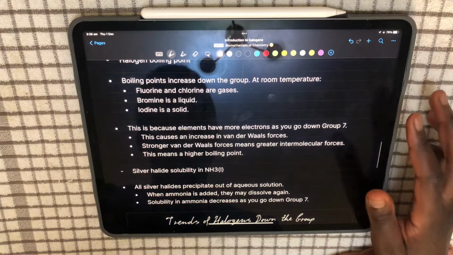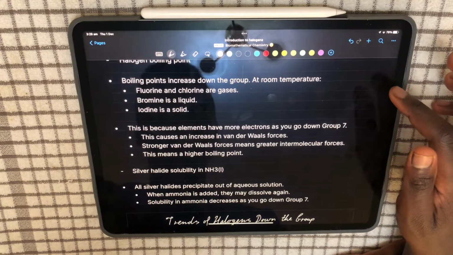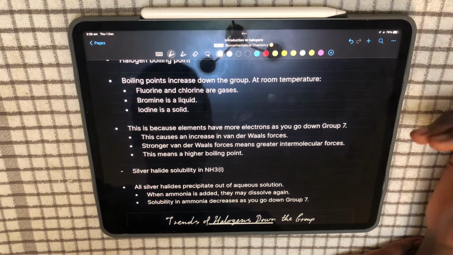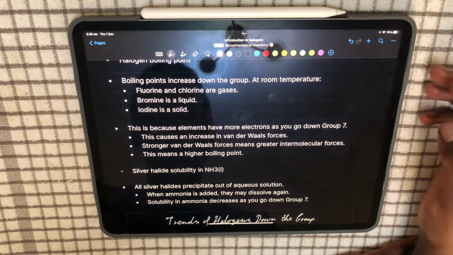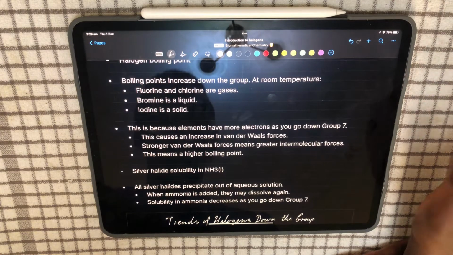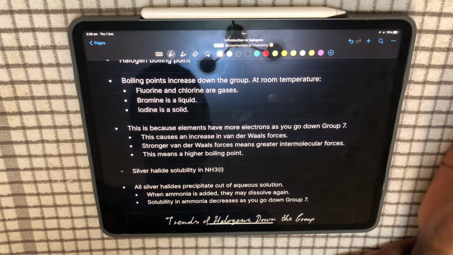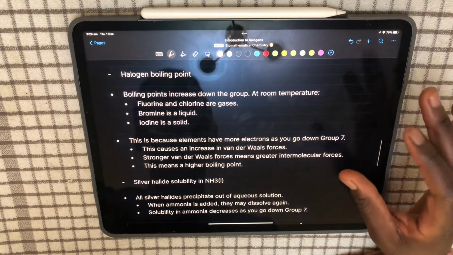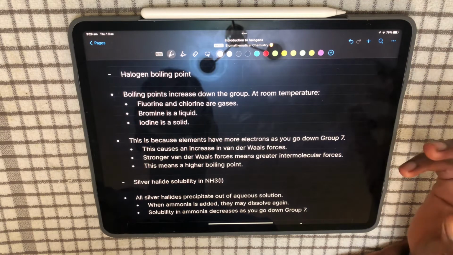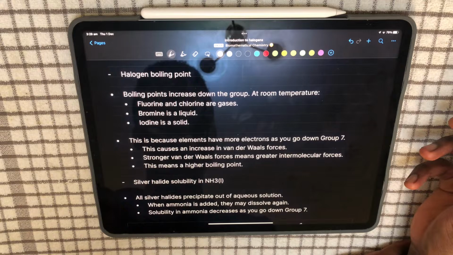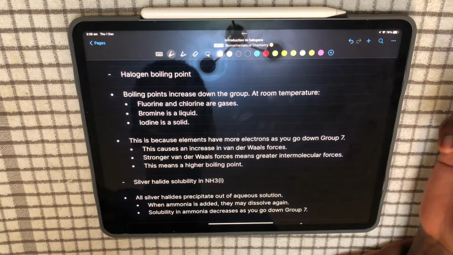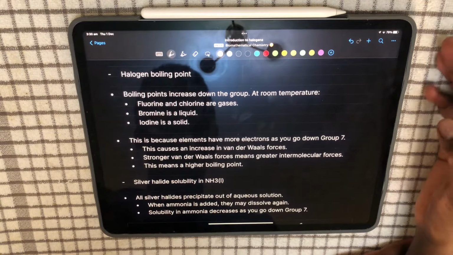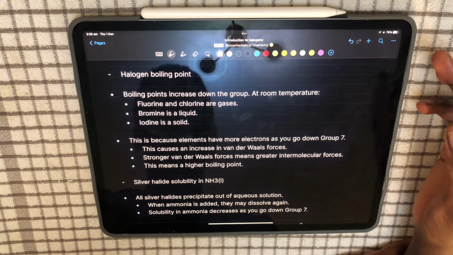Halogens boiling point. Boiling points increase as you go down the group. At room temperature, fluorine and chlorine are gases, as I said before, bromine is a liquid, and iodine is a solid. This is because elements have more electrons as you go down group 7. We said before that they would have lower electronegativity, but their overall structural stability would increase because when you have more electrons, you form stronger van der Waals intermolecular forces.